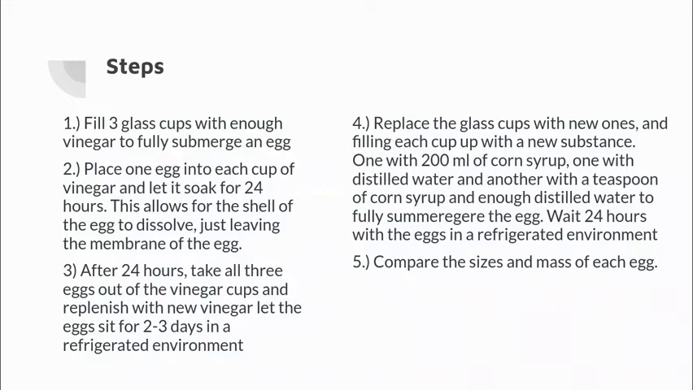Step 4: replace the glass cups with new ones and fill each cup with a new substance, 1 with 200 milliliters of corn syrup, 1 more with distilled water, and another with a teaspoon of corn syrup and enough distilled water to fully submerge the egg. Wait 24 hours with the eggs in a refrigerated environment. Step 5: comparing the size and mass of each of the eggs.